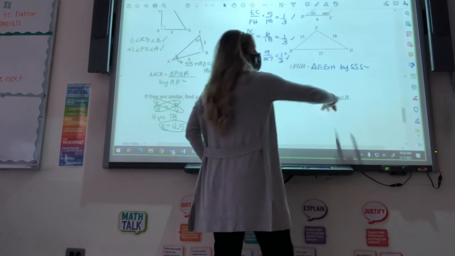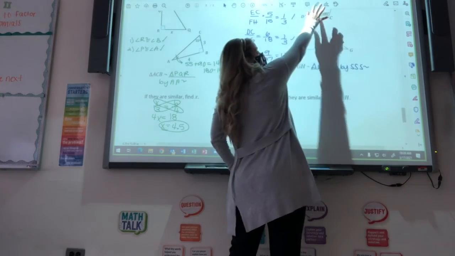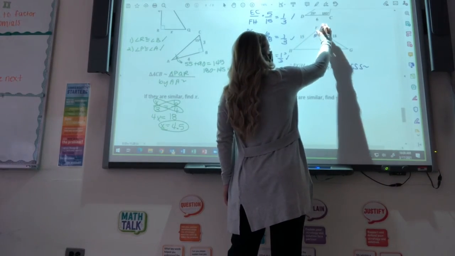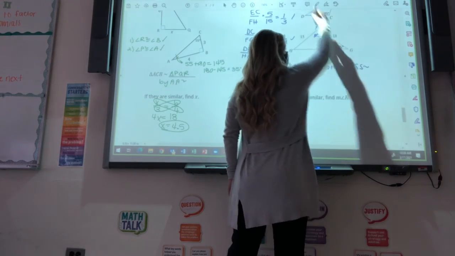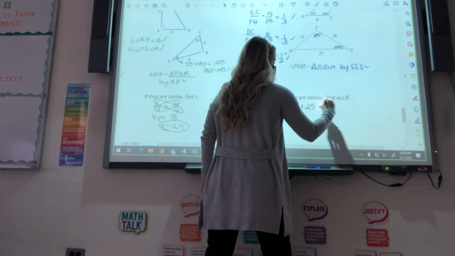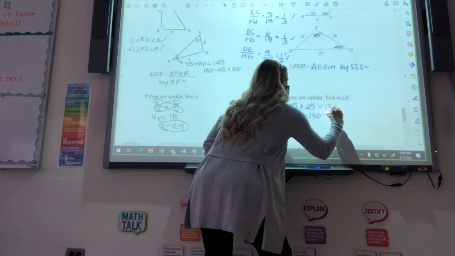Okay, because they're similar, I could find the measure of angle H, because we know the angles that correspond are the same measure. So I could say that this is 105 because those correspond. I could say this is 25 because those correspond. So I could do 105 plus 25 equals 130, and 180 minus 130.